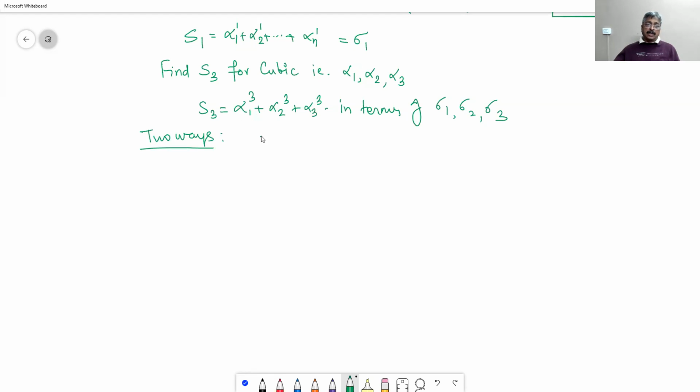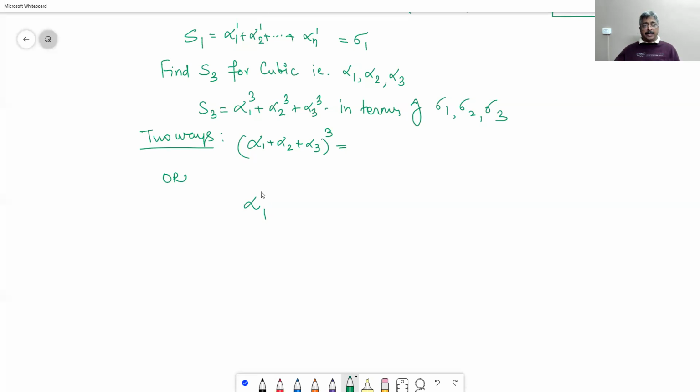Like earlier, you start with (sigma 1 plus sigma 2 plus sigma 3) whole cube. You expand, find out what all terms you get. You convert those terms into sigma 1, sigma 2, sigma 3 and arrange them. Or I think we can do this by one other method.